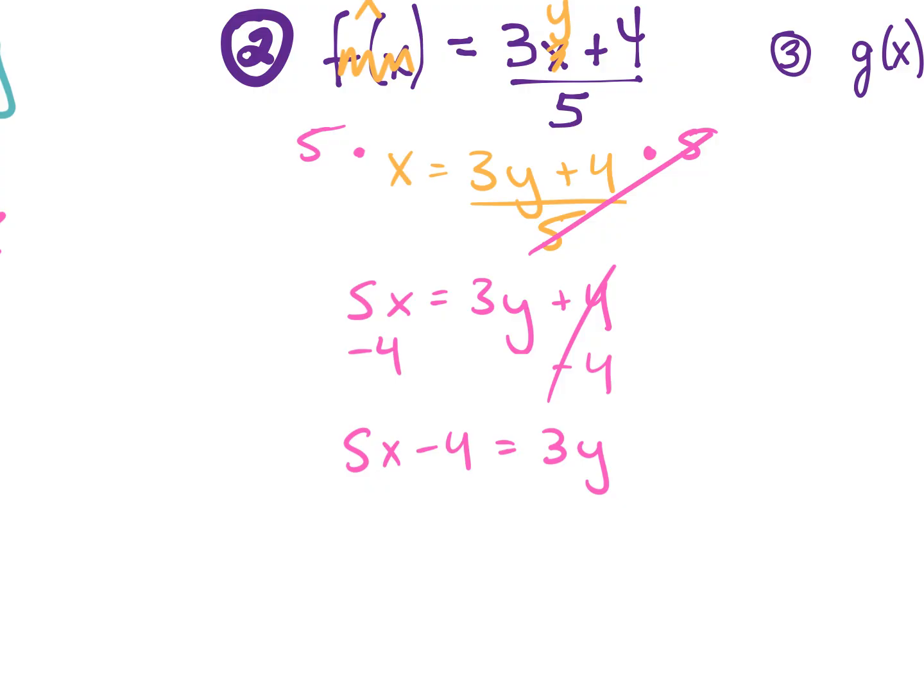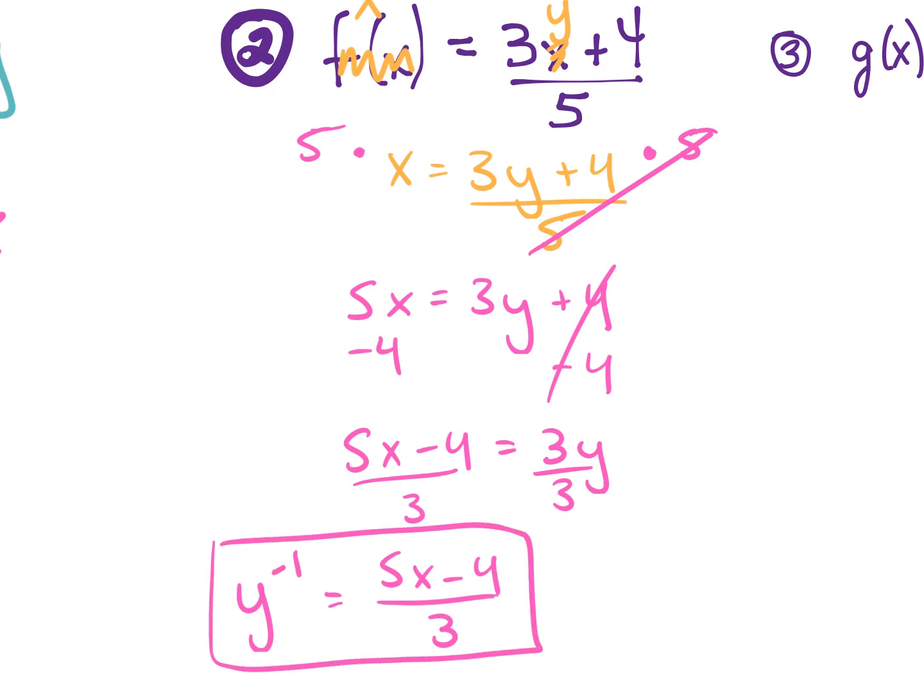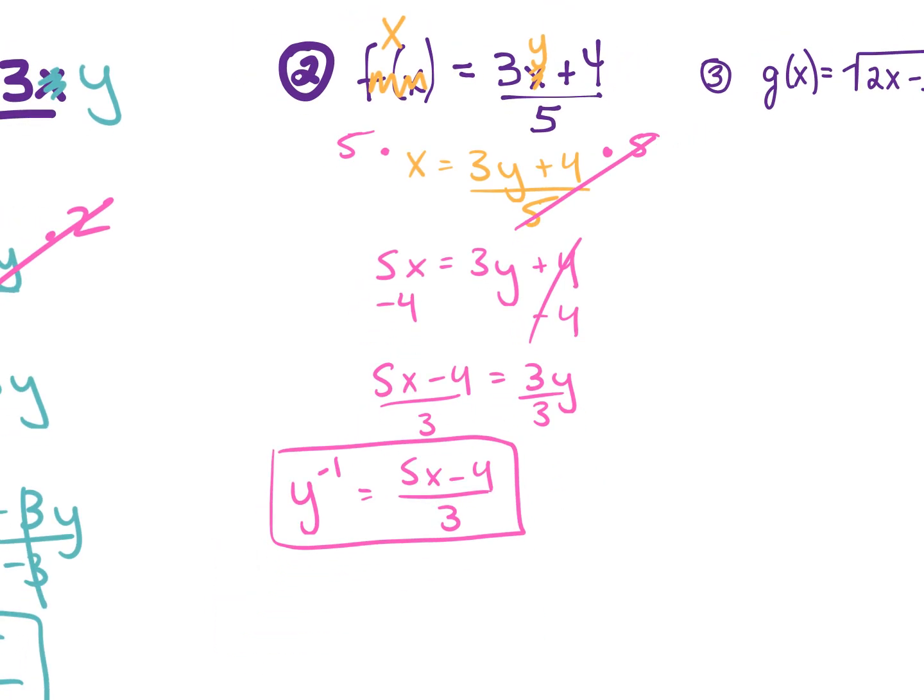And then what's the last step? Divide by 3. So we get 5x minus 4 over 3 is our inverse. What's the very last thing we need to do? Put the little -1. We got to name our inverse. So this would be our answer.